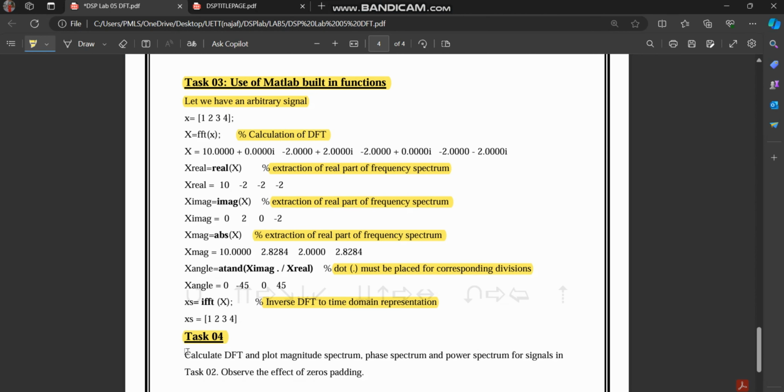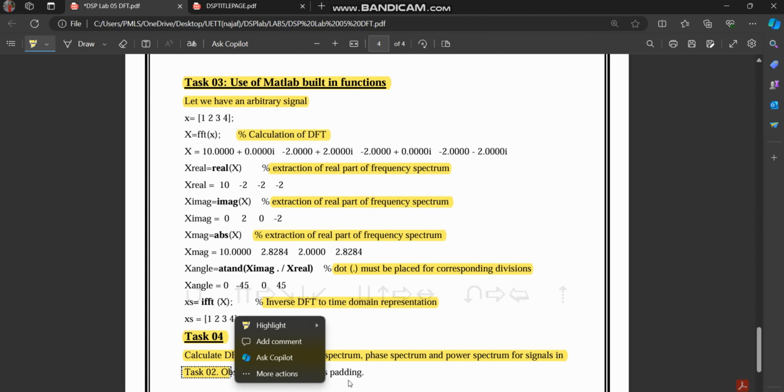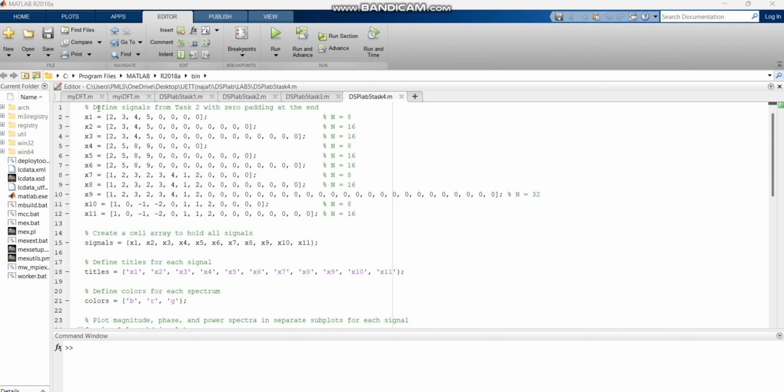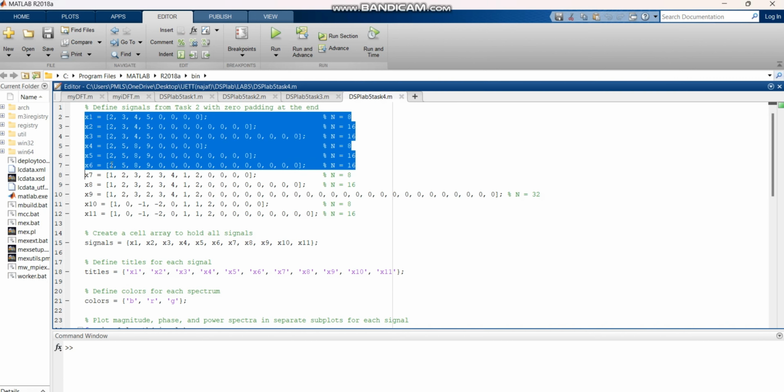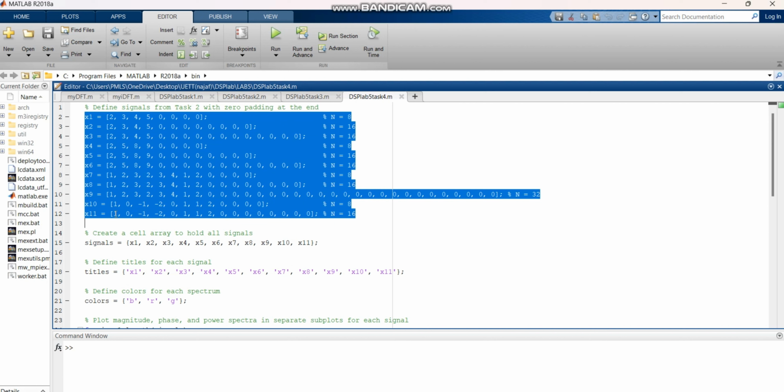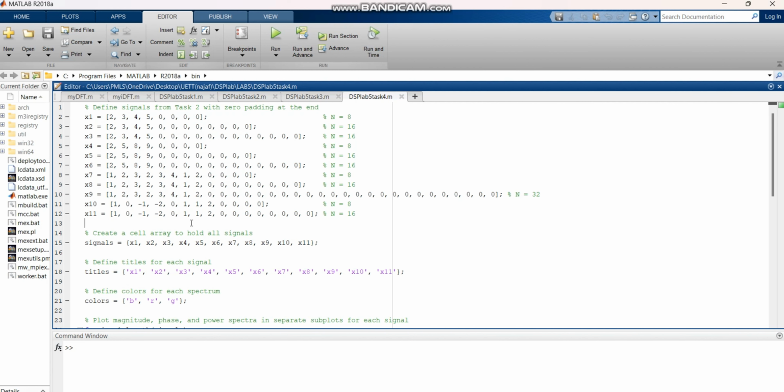Task number 4. Calculate DFT and plot magnitude spectrum, phase spectrum, and power spectrum for signals in task number 2 and observe the effect of zero padding. Here we have defined the signals from task number 2 with zero padding at the end to make the length powers of 2 for efficient FFT computation.